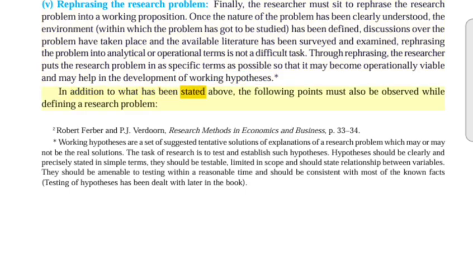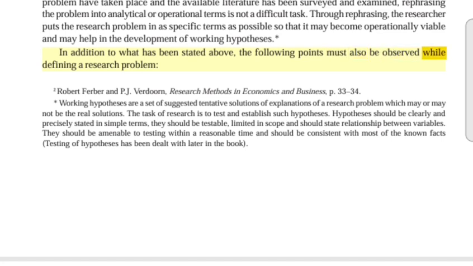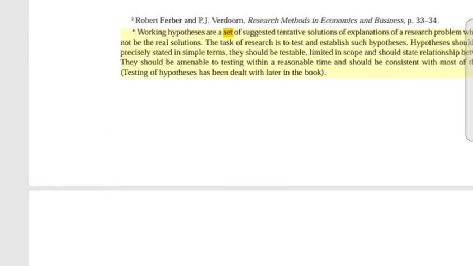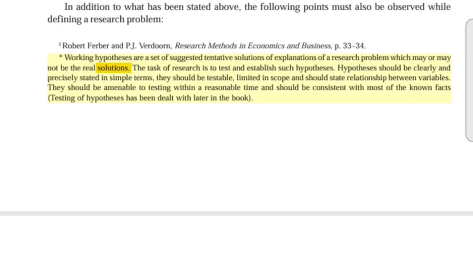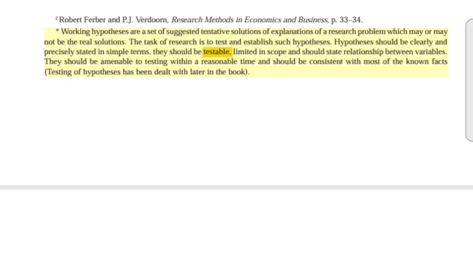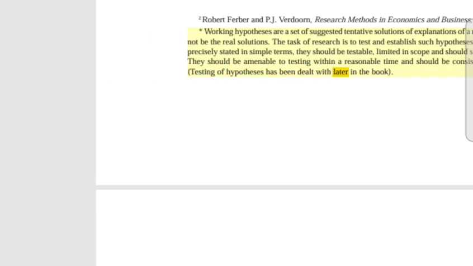In addition to what has been stated above, the following points must also be observed while defining a research problem. Working hypotheses are a set of suggested tentative solutions or explanations of a research problem which may or may not be the real solutions. The task of research is to test and establish such hypotheses. Hypotheses should be clearly and precisely stated in simple terms, they should be testable, limited in scope and should state relationship between variables. They should be amenable to testing within a reasonable time and should be consistent with most of the known facts. Testing of hypotheses has been dealt with later in the book.